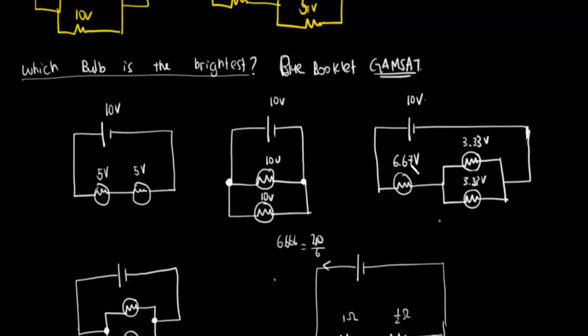So definitely this one here is brighter than that one there, but this is not brighter than this one. This is the brightest. 10 volts is the maximum you can get. If you supply 10 volts from a battery, a voltage drop of 10 volts would give the brightest bulb. You can't have 11 volts if the battery is supplying 10 volts. 10 volts is the maximum, therefore that would be the brightest. Okay, so that's the answer.